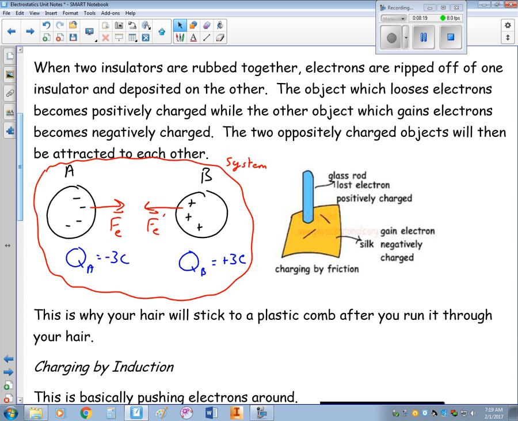Typically we use a capital Q for big objects. We use a lowercase q for small objects or test charges. And we measure the units in terms of coulombs.